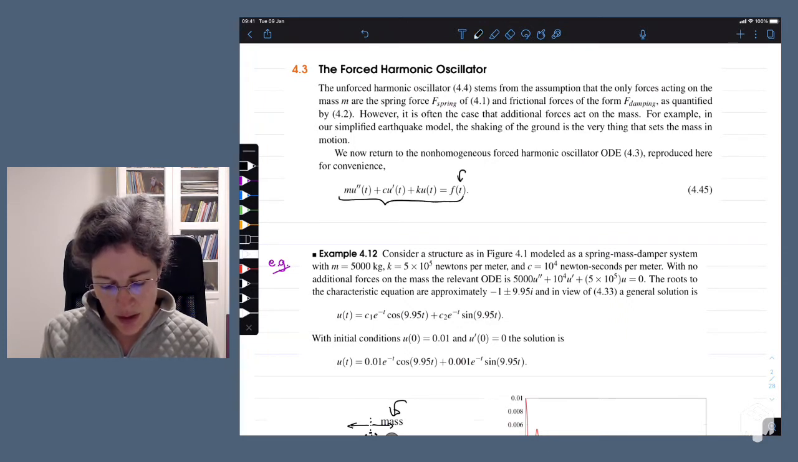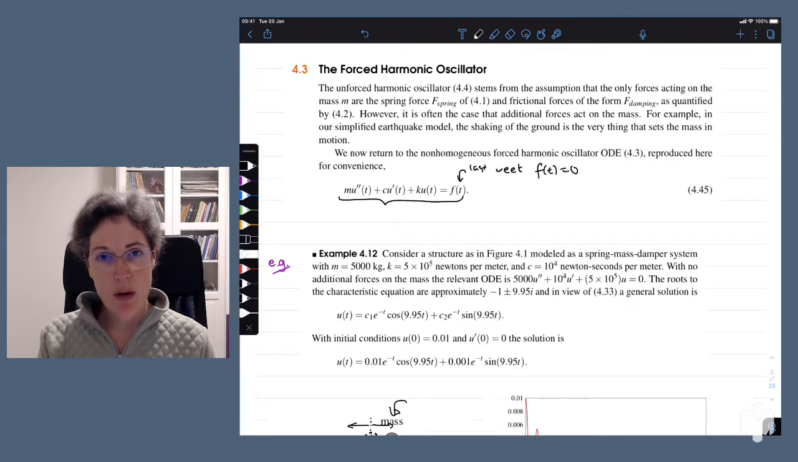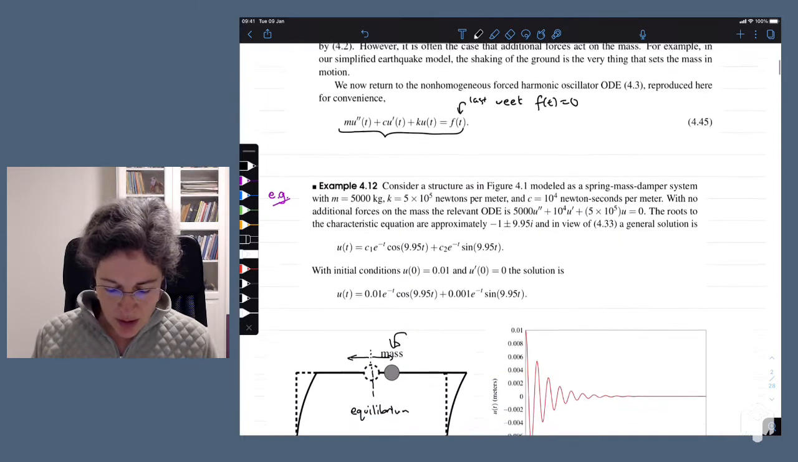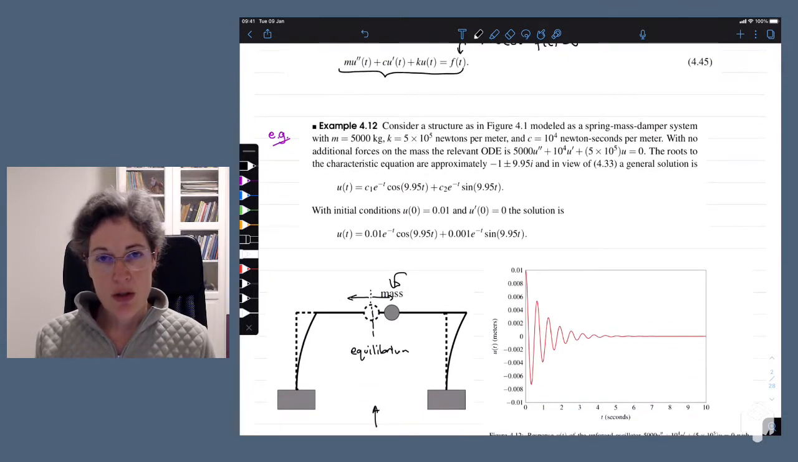So last week we considered the case where f of t is just equal to 0. Now we're going to let f of t vary quite a lot. So the first question to ask is, what kind of situations might you find differential equations like this?